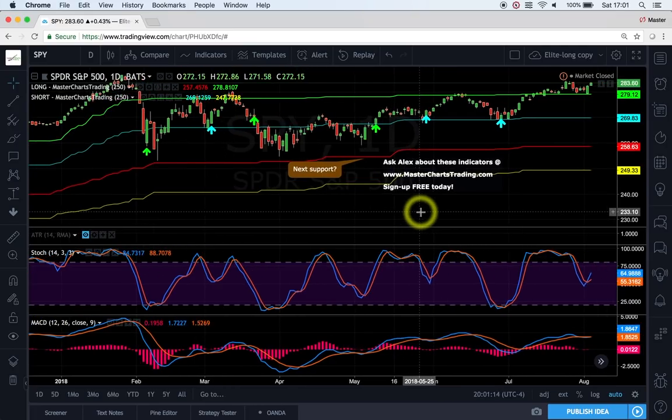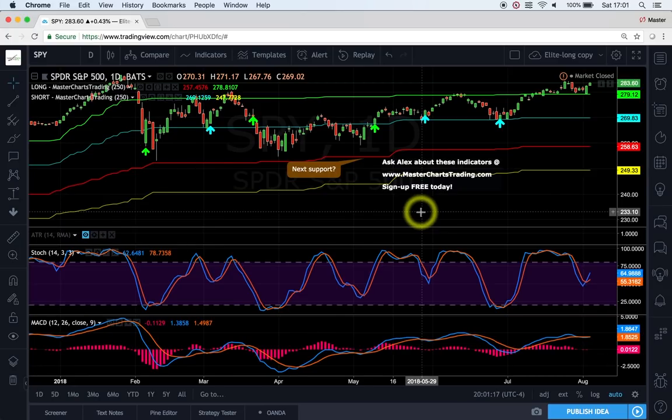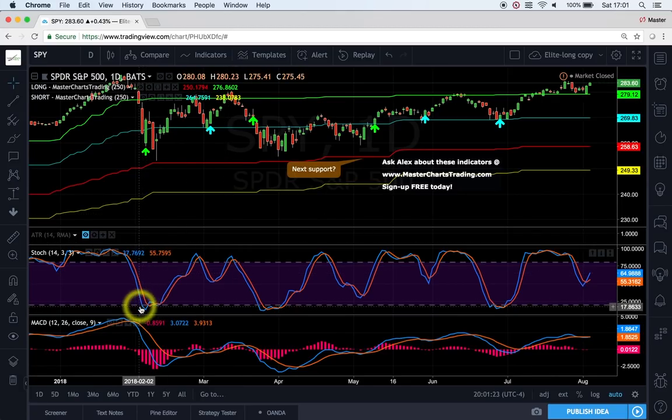So there are multiple ways to use these indicators, but here's the simplest one, simply looking for oversold conditions. For example, here's an oversold condition in February, here's an oversold condition in March, and here's an oversold condition just recently in June.